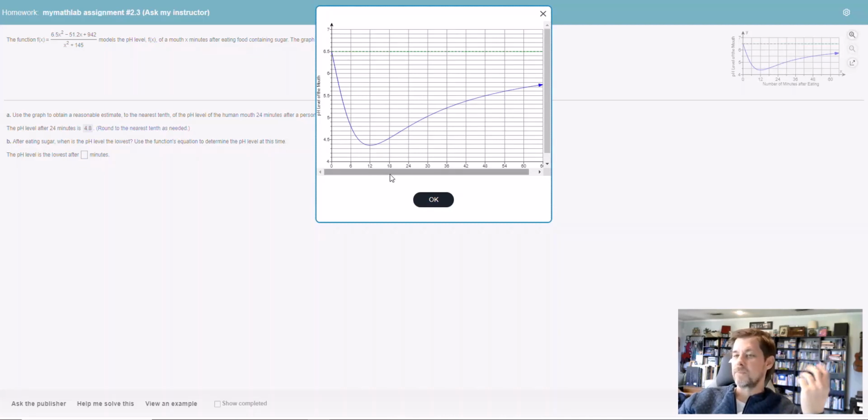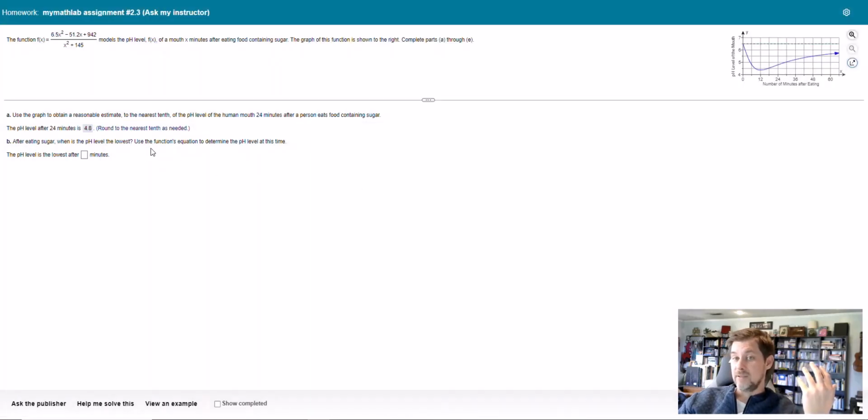According to this question, using the function's equation, I have to determine what the pH level is at the 12-minute mark, meaning when x is 12. You see, x is the minutes after eating a food containing sugar. So I have to put 12 into this function and see what I get. For that, I'm going to plug in my drawing tablet so I can write something down, but in order to do that, I'll pause the video real quick.